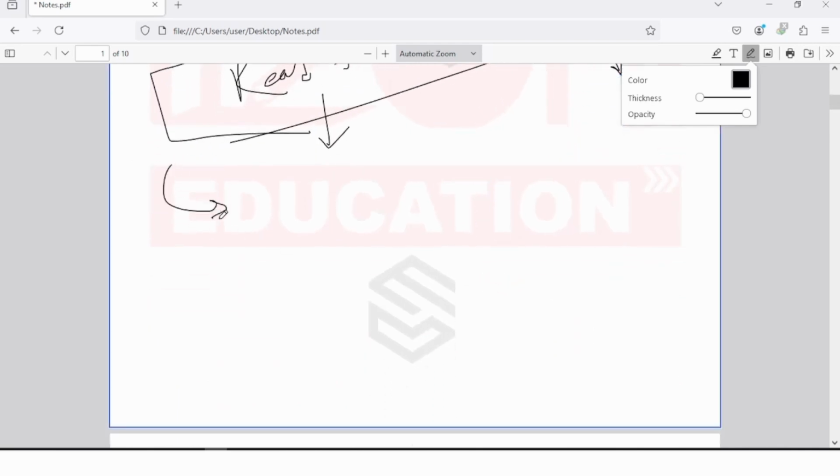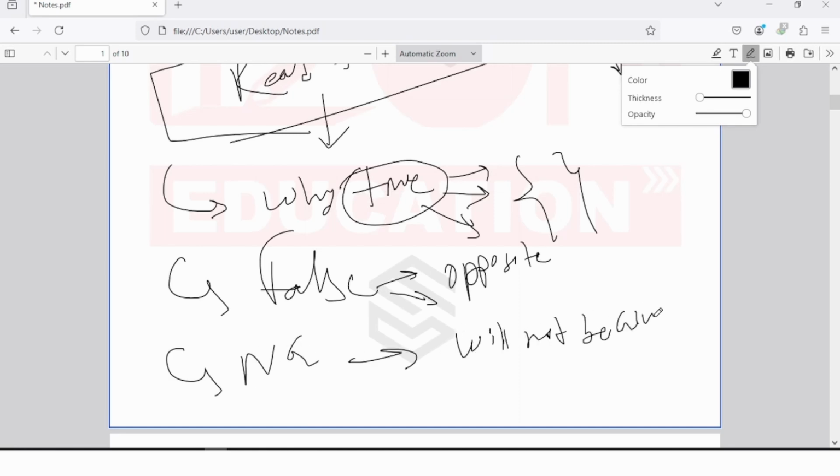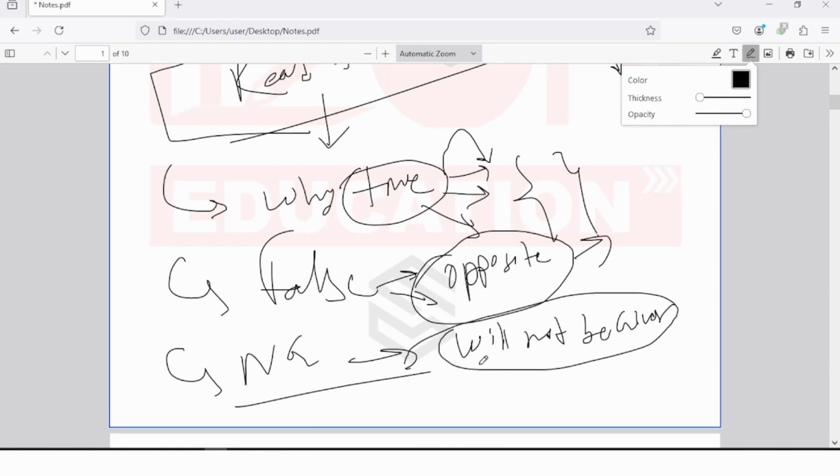So after reading the question, you need to ask yourself 3 questions. Why can this question be true? If the answer is true, what kind of information will you find in the passage? If the answer is false, what kind of info will be given opposite in your passage? If the answer is not given, what type of info will not be given? I'm repeating: when reading the question, you need to find out what type of info will be given in the passage for that specific question, what type of info will be given opposite, and what type of information will not be given.